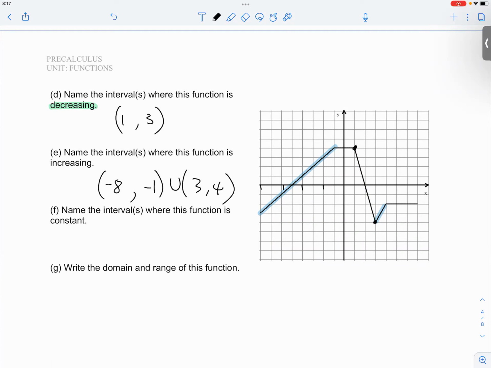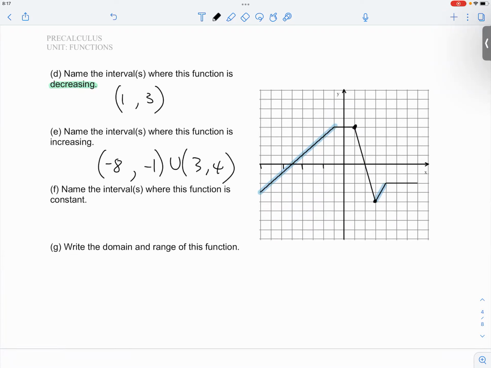Yes? Do we include the numbers or not include? We would not include because technically at those points, it doesn't really have a slope. It just begins to have a negative or positive slope. We do not include it. Next year, when you go to calculus, it gets more technical there.